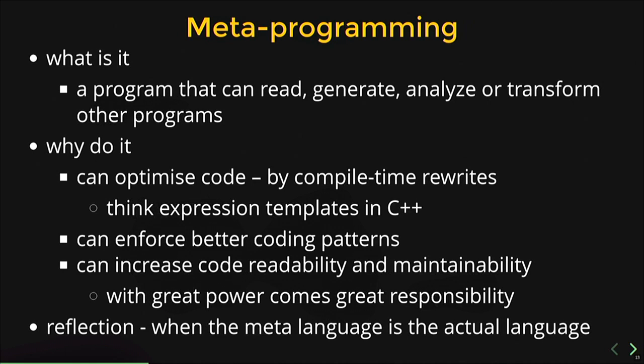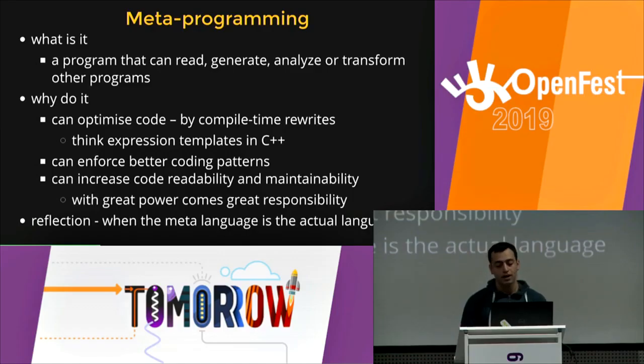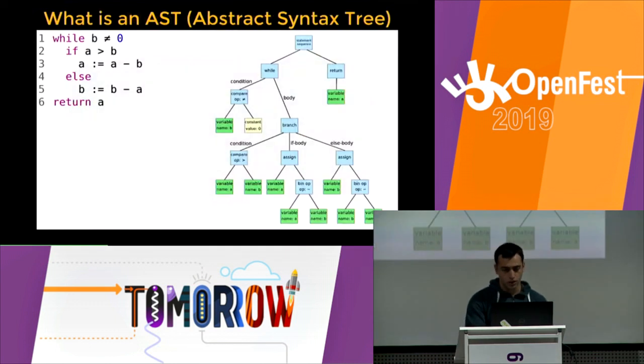But of course, we have to be careful because we might build the wrong abstraction, for example. And in the case when the language which we use for metaprogramming is the actual language which is the final program, that's called reflection.